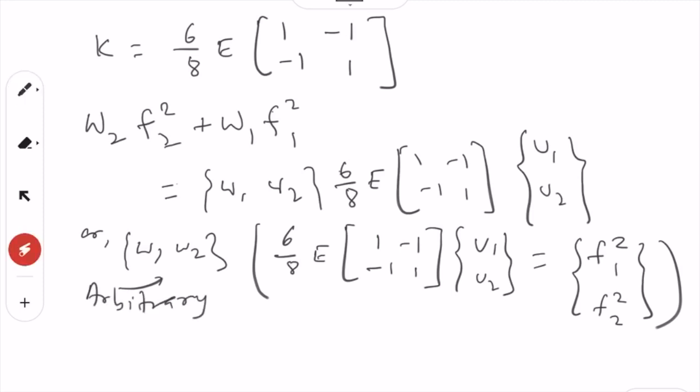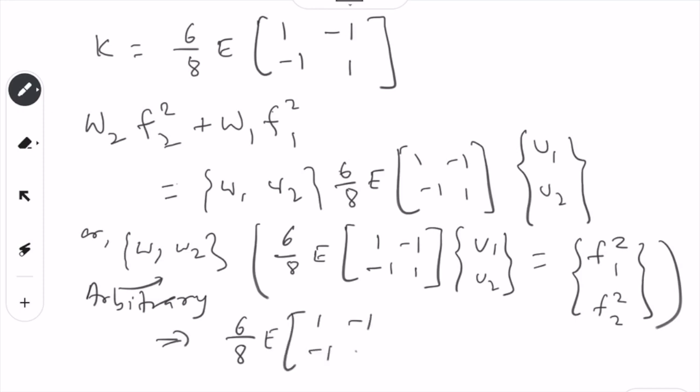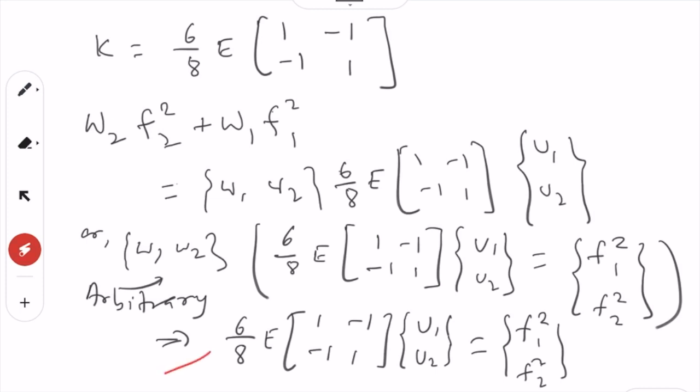this is true for all W1 W2, and hence we get 6 over 8 E [1 -1; -1 1] [U1 U2] is equal to [F21 F22]. So this is for element number 2. Okay, so this is for local. We have these, and these are for the local coordinate system. So the next thing is to assemble.